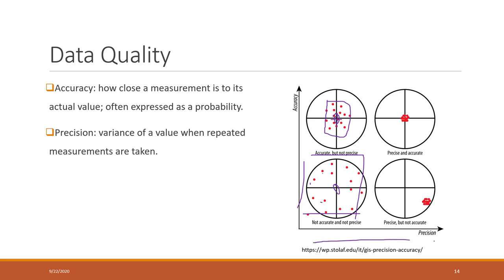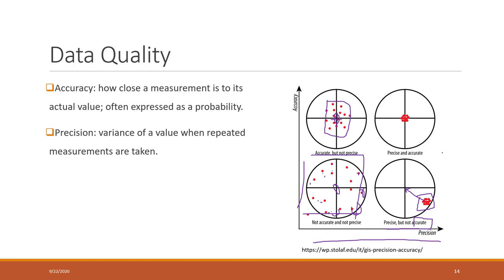Precision is how consistent you are. In this case, they are not precise, because every time you took a point it's just a random measure, so they are far away from each other. It's not consistent. However, in this case, it is very precise because all the measures are close to each other. It's very consistent, and the variance is very small. However, it is far away from the target, so it is not accurate.